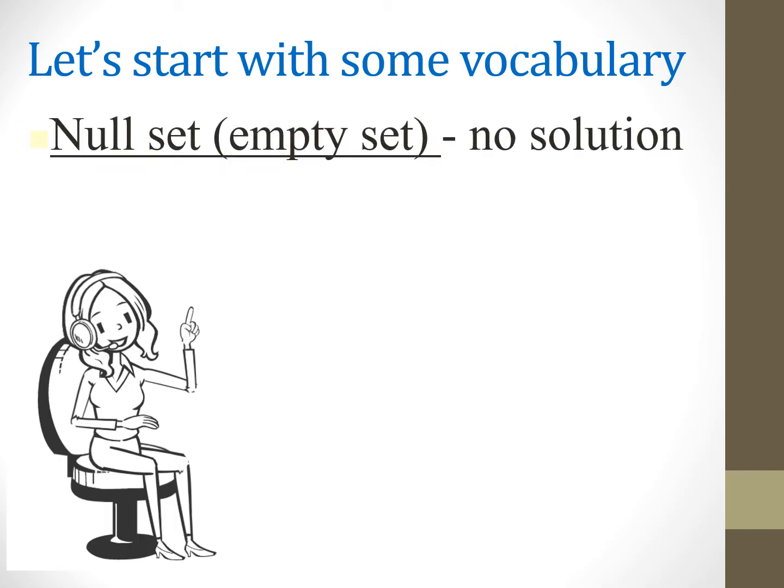And the null set is the empty set, and that's when there is no solution at all. If I have an equation x equals x plus 3, you can see there is no one value of x that will make this equation true. The null set is also sometimes written with a 0 and a line through it.